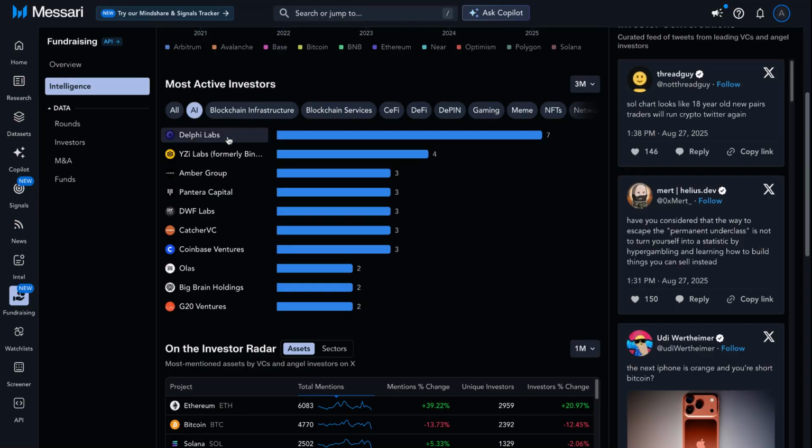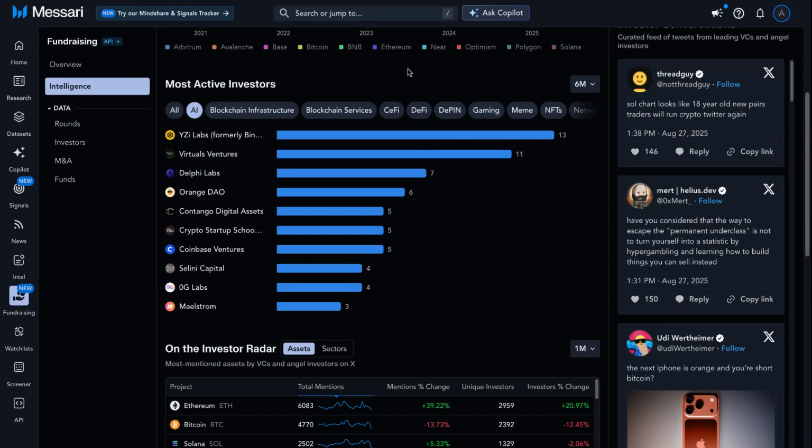So you can see here, Delphi Labs in the past 3 months is the most active investor in AI with 7 investments. From here, you can also change the time frame. If you look at 6 months, you can see YZI Labs was the most active investor over the past 6 months in AI.